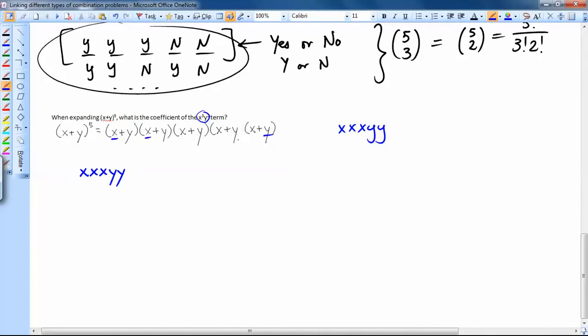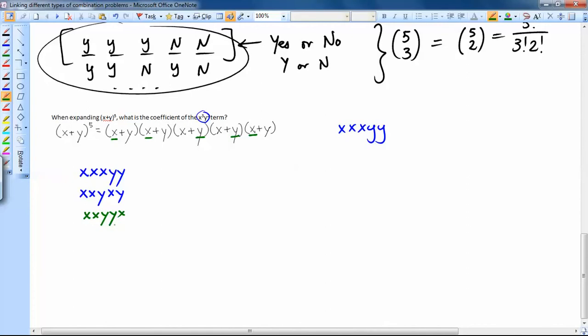Instead, I'm going to pick the first 2 x's, then a y, then the x, then the last y. So in that case, I would end up with x, x, y, x, y, which is also an x cubed y squared term. Well, maybe I want to pick this x, this x, this y, and this x. So if I do that, now I've got x, x, y, y, x, which is another x cubed y squared term.